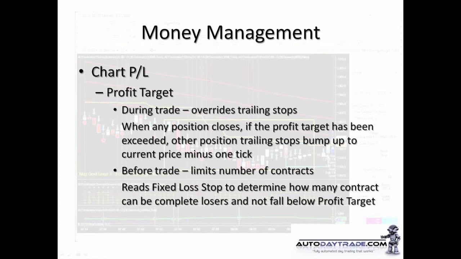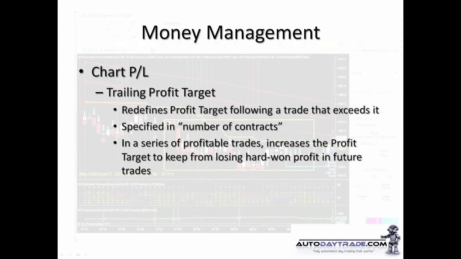During a trade, we monitor the profit target. If the profit target is exceeded after part of the trade closes, then the other position trailing stops bump up to the current price minus 1 tick. This assures that the profit is maintained without actually closing the trade. Before a trade, the profit target limits the number of contracts that can be entered. It checks the fixed loss stop in each position to determine how many contracts could be complete losers and still not fall below the profit target.